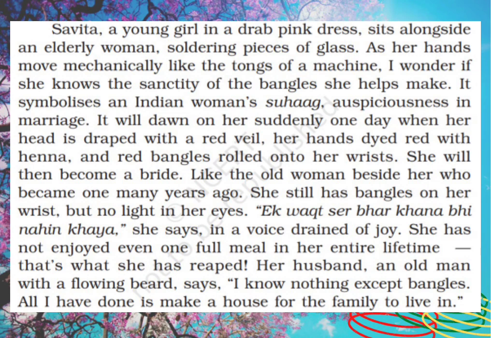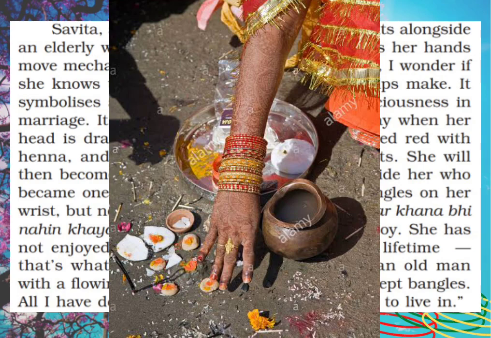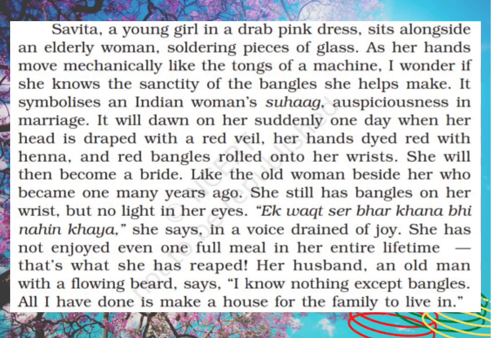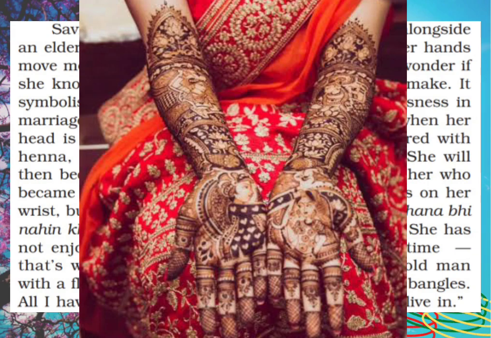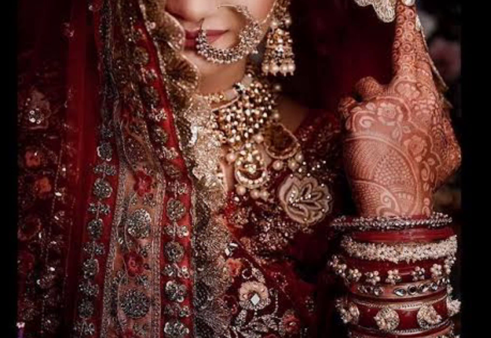Savita, a young girl in a drab pink dress, sits alongside an elderly woman. She is soldering pieces of glass. Her hands move mechanically like the tongs of a machine. Perhaps she does not know the sanctity of the bangles she is making. You know, children, bangles symbolize auspiciousness in marriage for an Indian woman. Savita will come to know about the sanctity of the bangles when she becomes a bride. A red veil, hands dyed with red henna, and red bangles all symbolize auspiciousness in marriage.